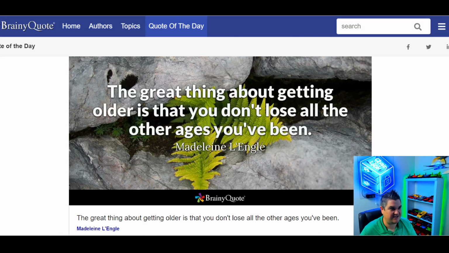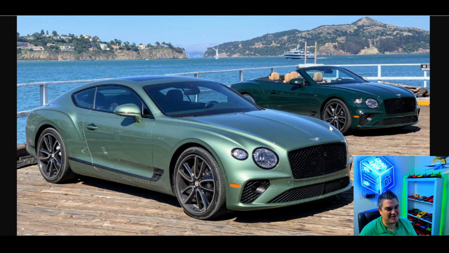Okay. Quote of the day. The great thing about getting older is that you don't lose all the other ages you've been. How obvious. Car of the day, the Bentley Continental GT C convertible. It's the GT, the coupe, and the convertible. All 4-seaters. I'll take a convertible 4-seater luxury car for a cool $300K, if you want to buy it for me.